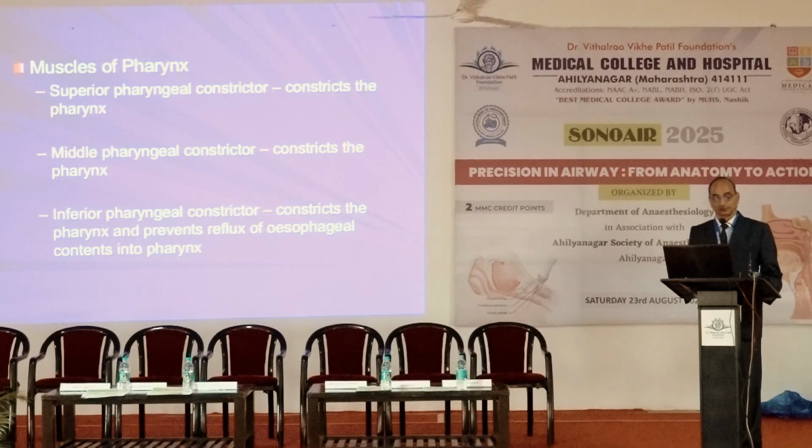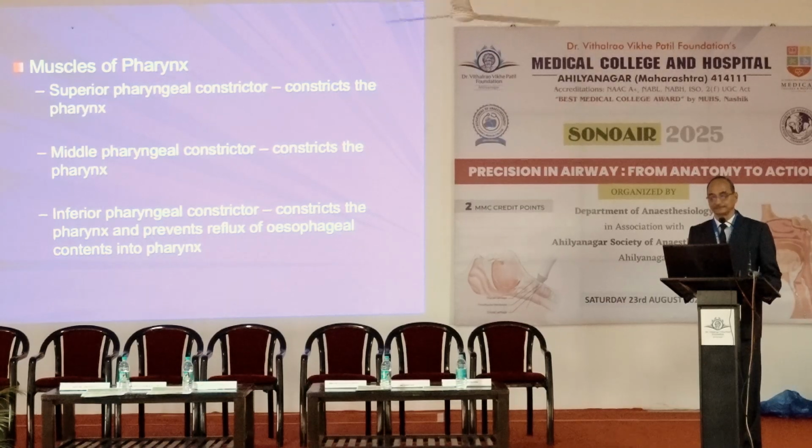Now, what are the muscles of the pharynx? You have the superior pharyngeal constrictor, which constricts the pharynx, the middle pharyngeal constrictor also constricts the pharynx, and the inferior pharyngeal constrictor which also constricts the pharynx and prevents reflux of esophageal contents into the pharynx.